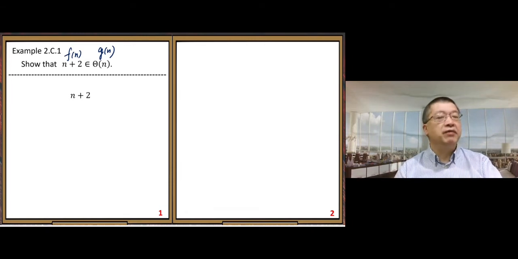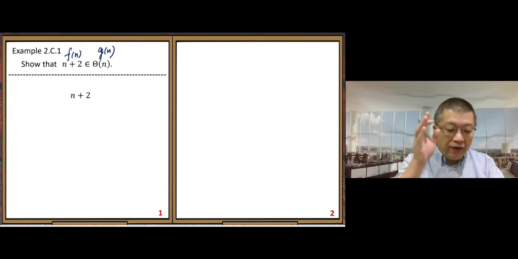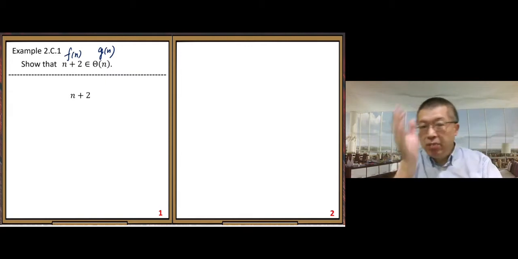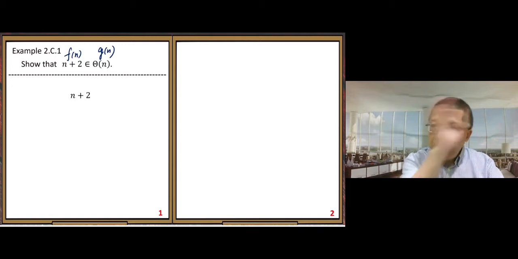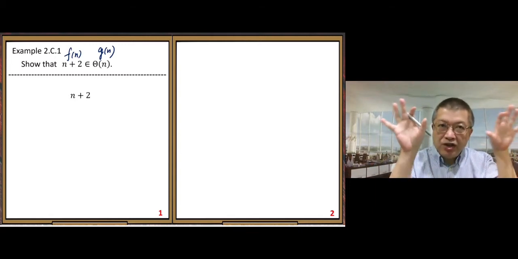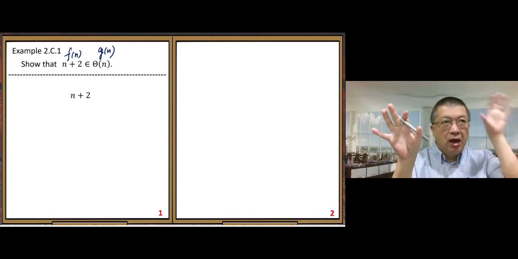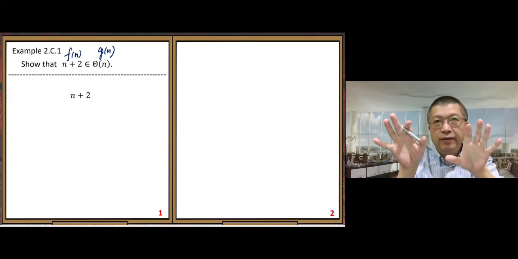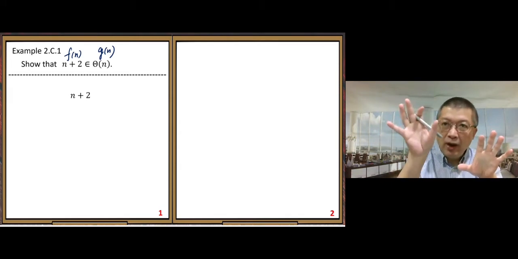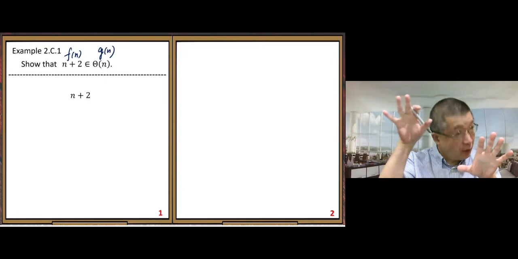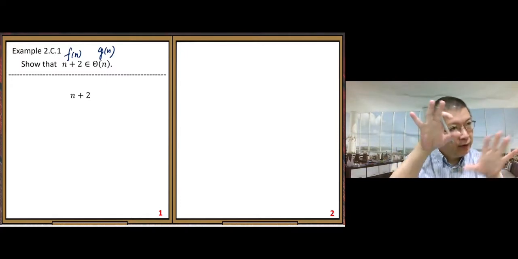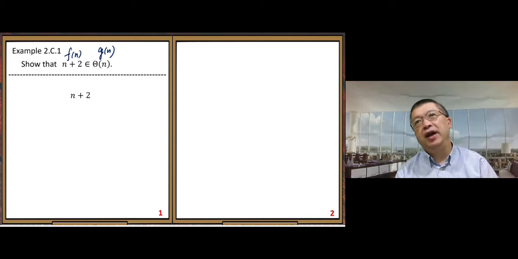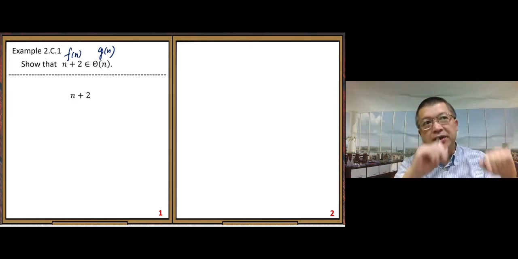This is the given function, f of n. In order to apply the definition, we need to get C1 and C2, two positive constants. C2 times g of n is the lower bound compared with f of n, and C1 times g of n is the upper bound for f of n. So we need to find these two constants.